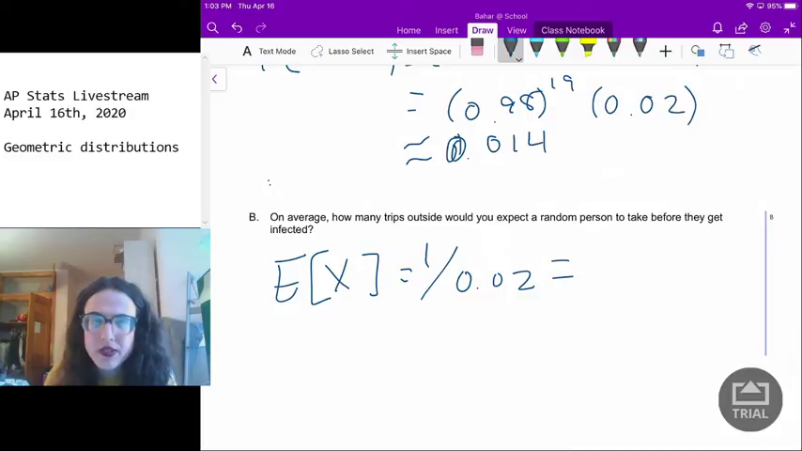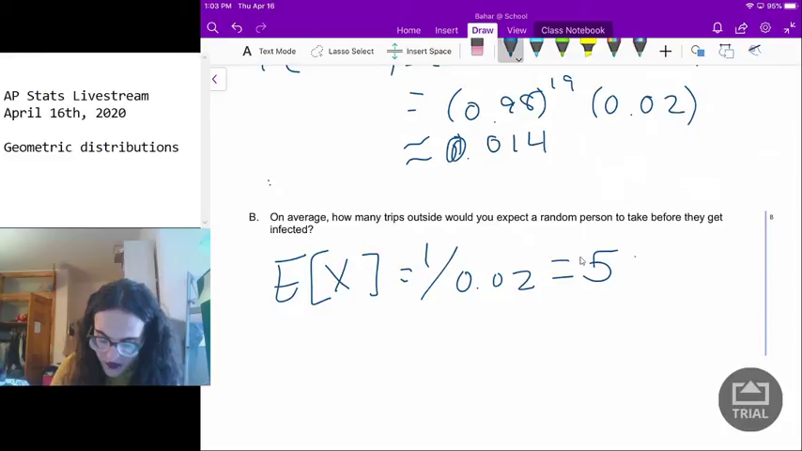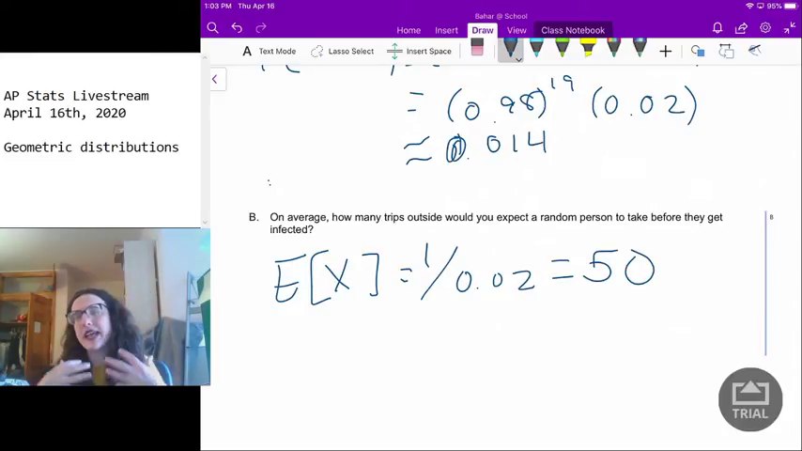When we do this, 1 over 0.02 should give us 50. Sorry, I don't know why that took so long for those words to come out of my mouth, but this should come down to 50 trips. So this is basically our expectation for the number of times that we'll go out before being infected.